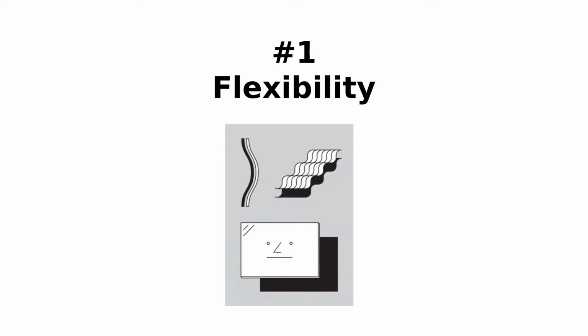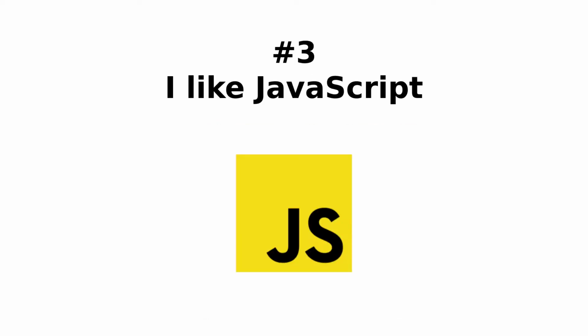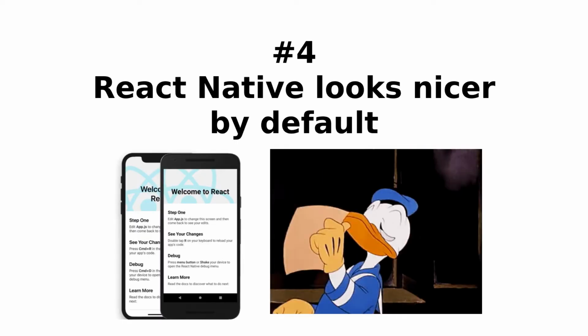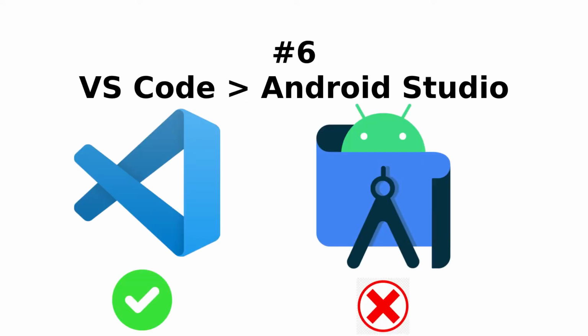Number 1, flexibility. Number 2, ease of use. Number 3, I like JavaScript better than Dart, though I did learn a lot from it. Thank you, Dart. Number 4, I think React Native looks better by default. Number 5, the web version has elements by default instead of being a glass pane or whatever it's called. Number 6, I don't like using Android Studio as my main development environment. I prefer VS Code.